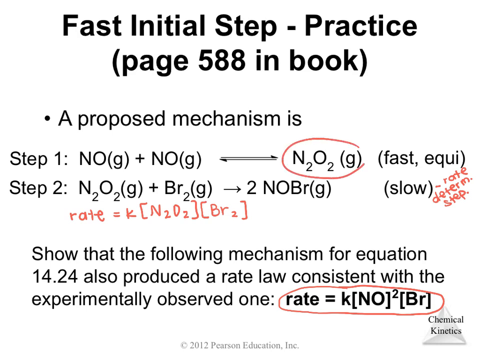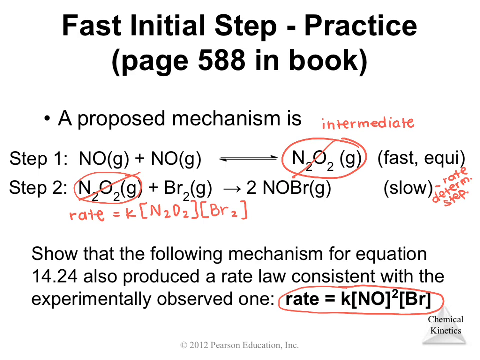N2O2 is a product in the first step and a reactant in the second, so that is our intermediate. Okay, so we have absolutely no way of knowing that concentration, and so we cannot use that rate law. We have to get the N2O2 out of it in order to use it. So this is where we're going to go to our fast step.